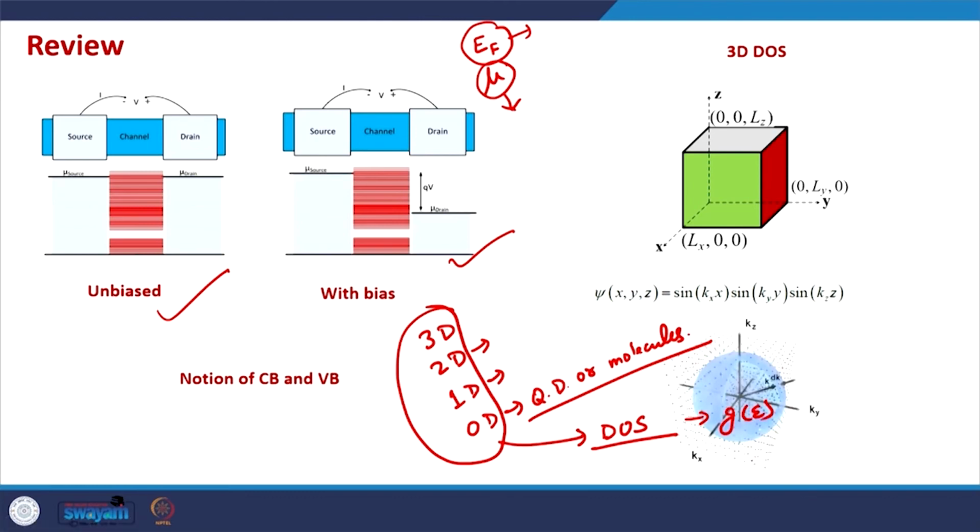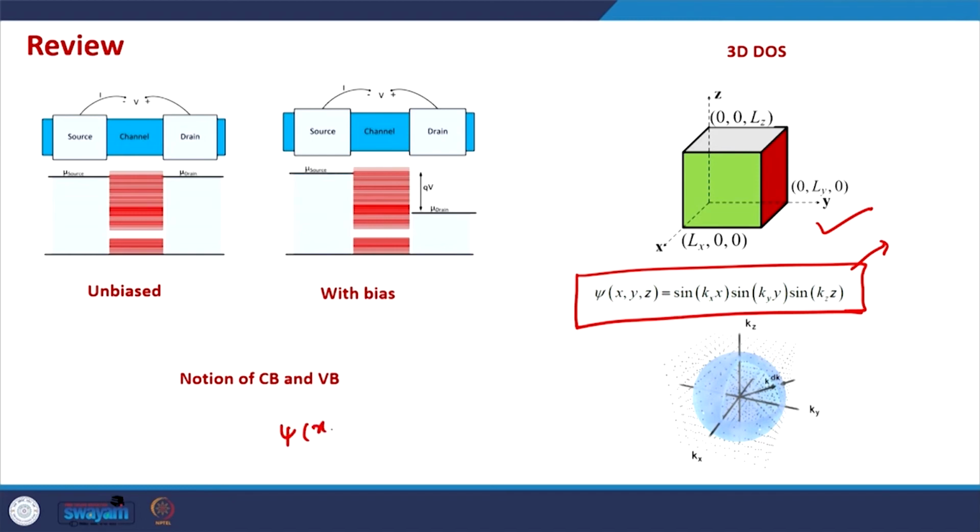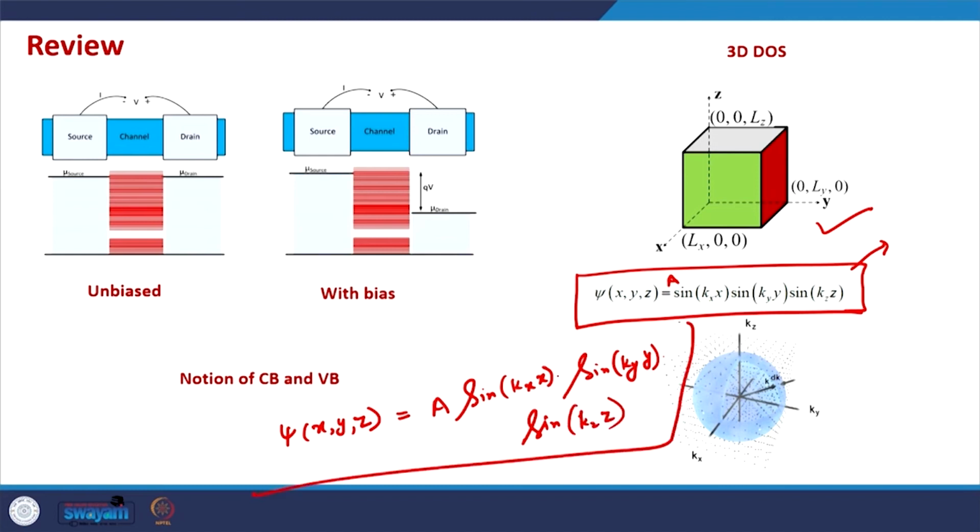We started our discussion with density of states in a 3D material, a 3D channel, and this is how a 3D channel looks like. It is extended essentially in all three directions, Lx in x direction, Ly in y direction, Lz in z direction. From the generalization of the solution of the particle in a box situation, the electronic wave function psi(x,y,z) can be written as a constant times sin kx x into sin ky y into sin kz z. Here there are certain underlying assumptions.